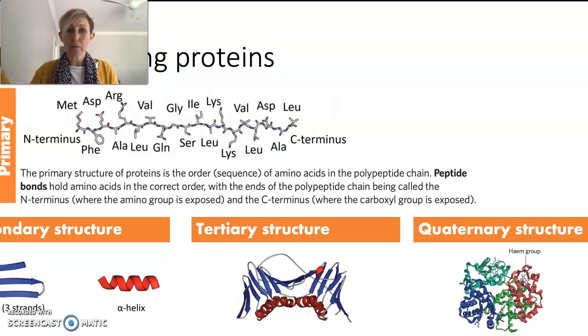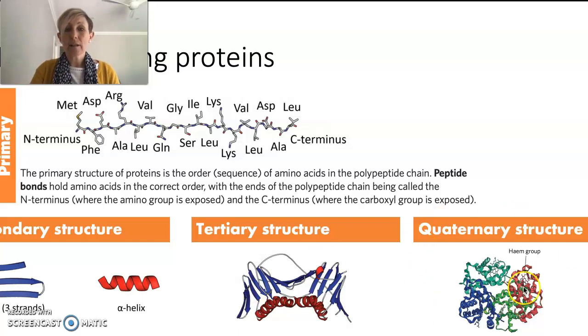Once that chain forms, and this happens at the ribosome, it will fold into pleated sheets that we call beta-pleated sheets and little spirals, and it will do that spontaneously. So it will start to form more complex structures and then start to fold in on itself to form a three-dimensional shape. The secondary structure is the pleats and the coils, and the tertiary structure is when that all starts to form a three-dimensional shape that will eventually determine the protein's function.